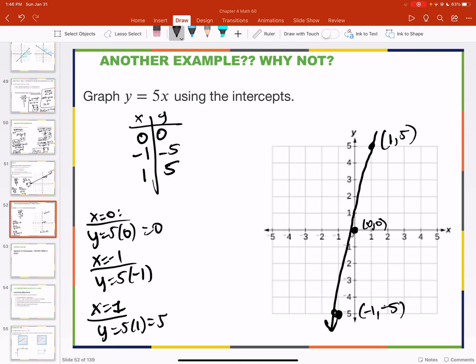Sorry, my graph is terrible. Okay, let me erase that. That's like embarrassing. Okay, here we go. So it goes through these 3 here. And that's it. That's your line.